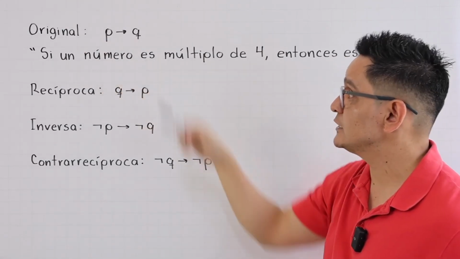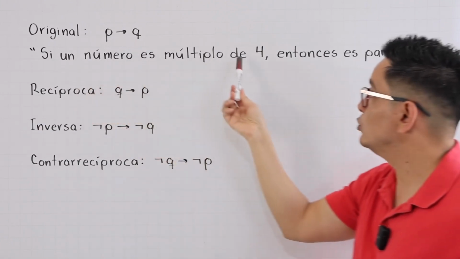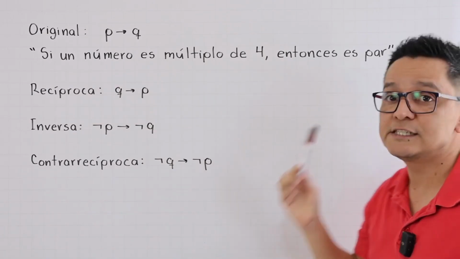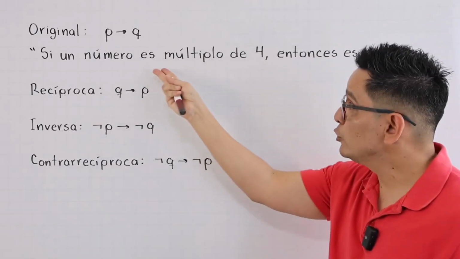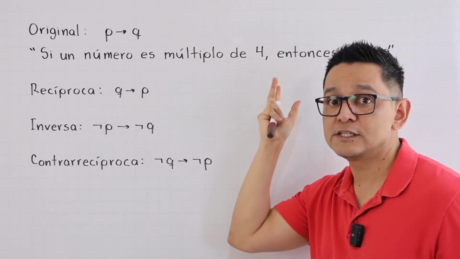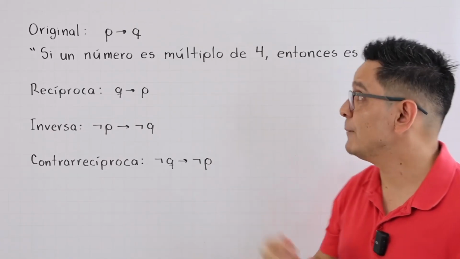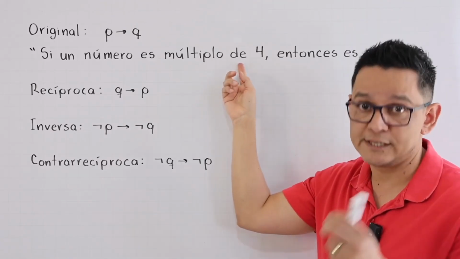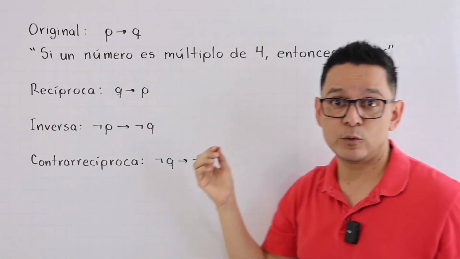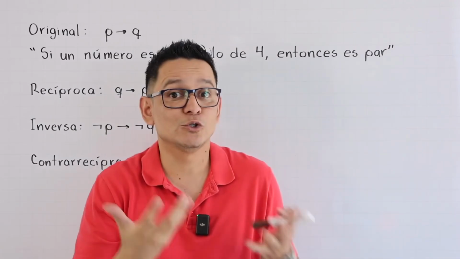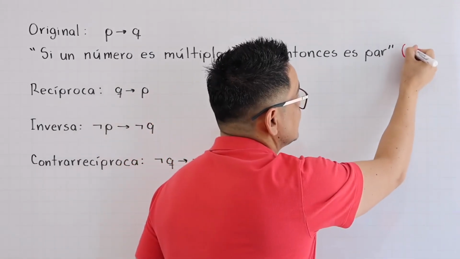If P, then Q. The proposition in this case will be, if a number is a multiple of 4, then it is even. Start thinking about whether this proposition is true or false. If a number is a multiple of 4, then it is even. That's correct, right? This proposition is true because, for example, 8 is a multiple of 4 and it is even. 16 is a multiple of 4 and it is even. 40 is a multiple of 4 and it is even. And so, all numbers that are multiples of 4 are even. Therefore, this proposition is true.